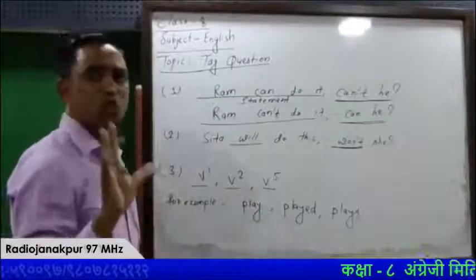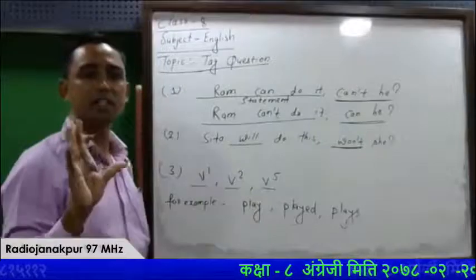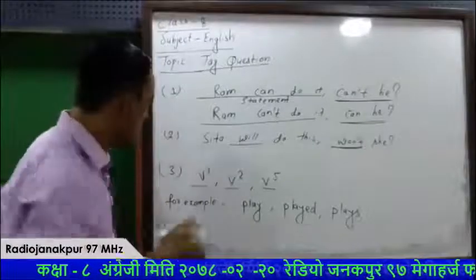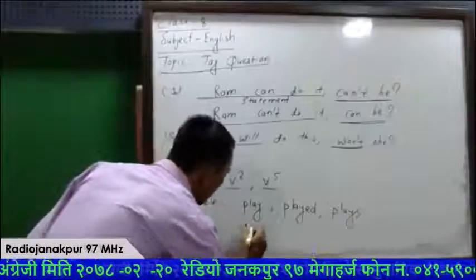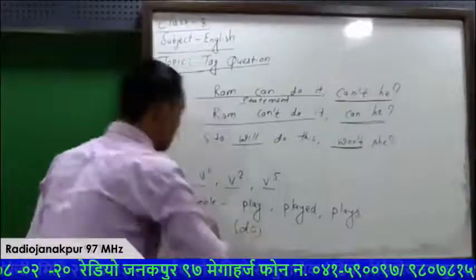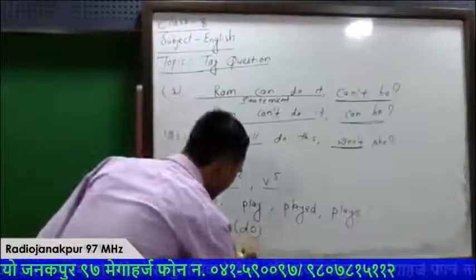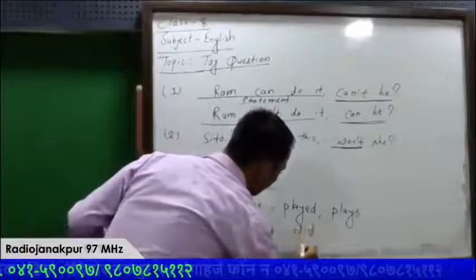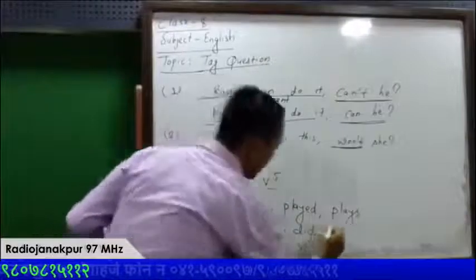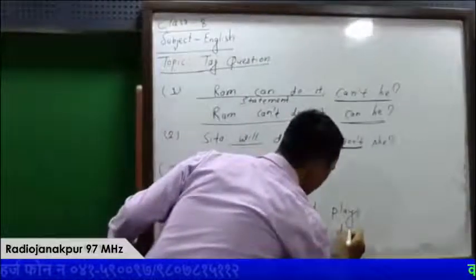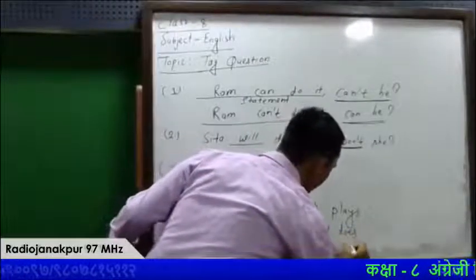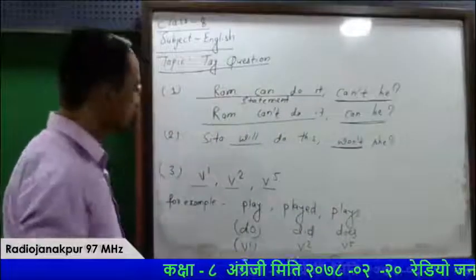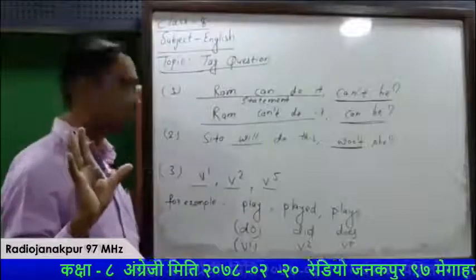So, if there is no auxiliary verb in the sentence, we have to use do verb for V1, did verb for V2, and does verb for V5. Did you understand, all of you?